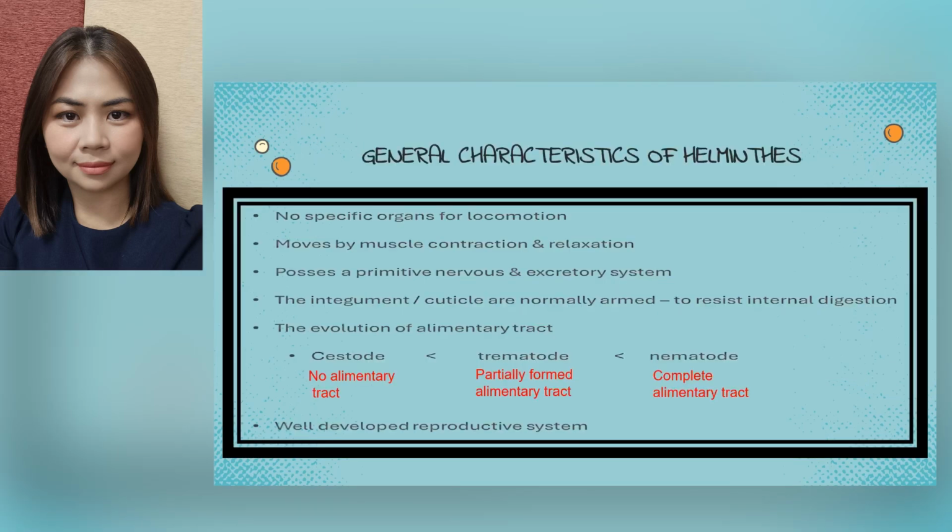General characteristics of helminths: there is no specific organ for locomotion, they move by muscle contraction and elongation, and they possess a primitive nervous and excretory system. The integument cuticle is armed to resist internal digestion, with evolution of the alimentary tract. They develop a reproductive system.